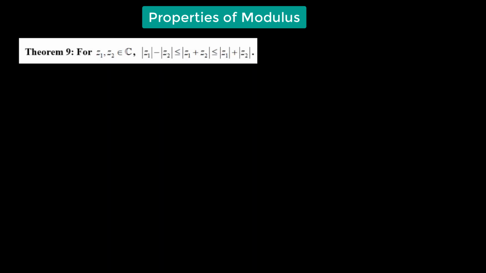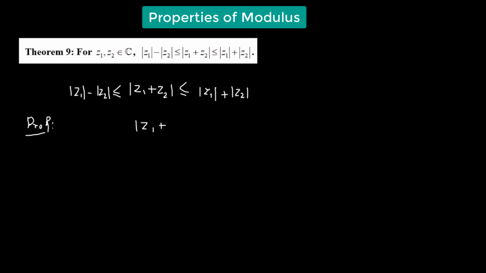So in this particular theorem, we have to prove that the modulus of the sum of two complex numbers z1 and z2 never exceeds the sum of their moduli, and it is not less than the difference of the moduli. So this is what we have to prove. In order to prove this, let us begin with theorem number 7, which states that given the sum of two complex numbers, the square of the absolute value is equal to the absolute value of z1 squared plus the absolute value of z2 squared plus 2 times the real part of the product of z1 and the conjugate of z2. So let this be equation number 1.